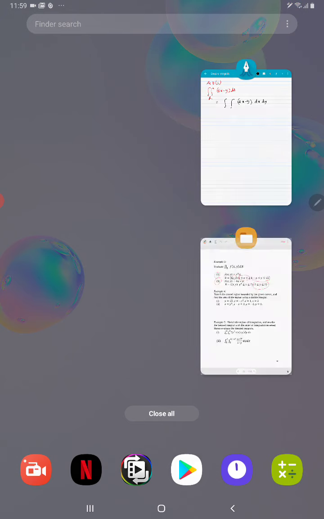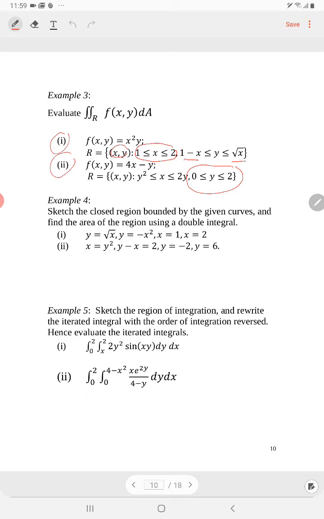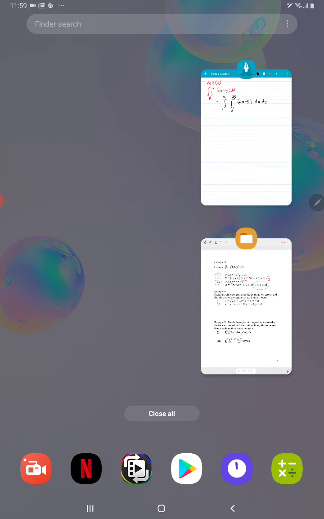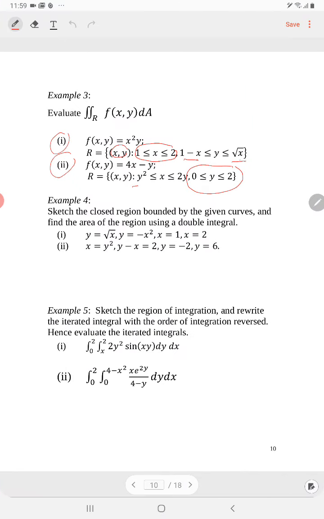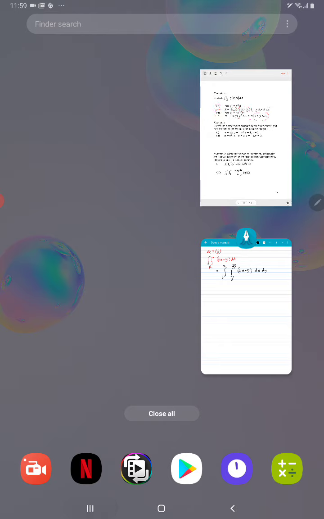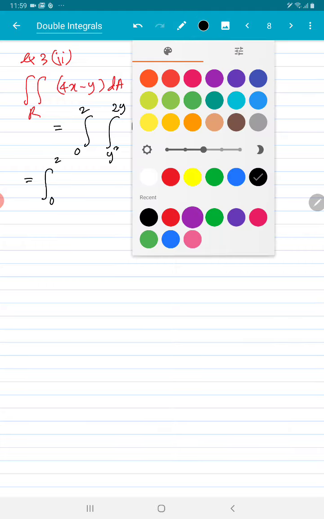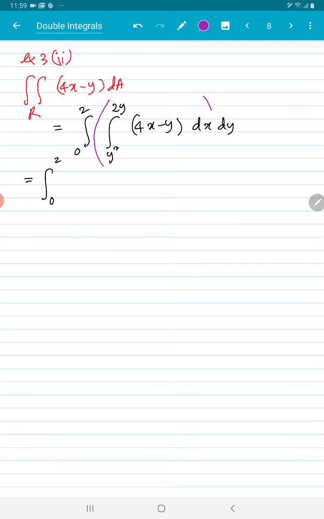Now let's look at the limits for y. Y is from 0 to 2. So the outer integral, the limits would be from 0 to 2. And x is from y squared to 2y. Is that right? Let me check again. Yeah, x is from y squared to 2y. Again, we're going to evaluate this by integrating the inner integral first, which is integration with respect to x.